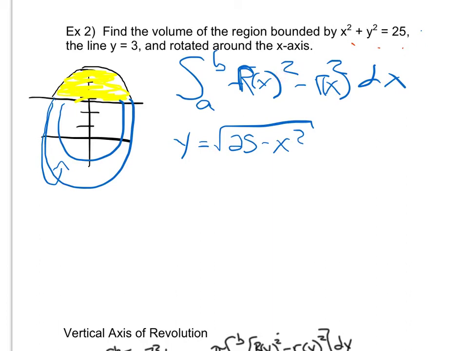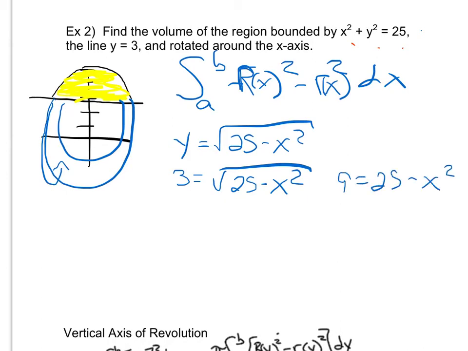Then I can see that I only want the stuff above the axis anyway. I'm going to go ahead and figure out where these intersect. I'm going to say when does 3 equal the square root of 25 minus x squared? I can square both sides, and I can say when does 9 equal 25 minus x squared? Well, I know x squared is 16, so I know x is plus or minus 4. So this must be negative 4 here, this must be positive 4 here. So I'm going to have my integral from negative 4 up to 4.